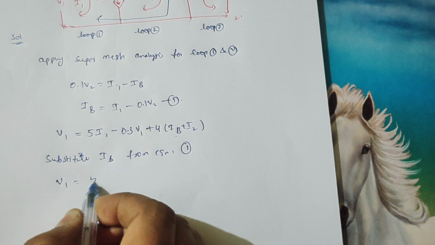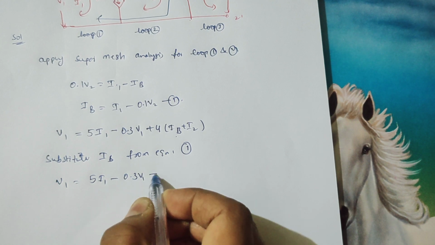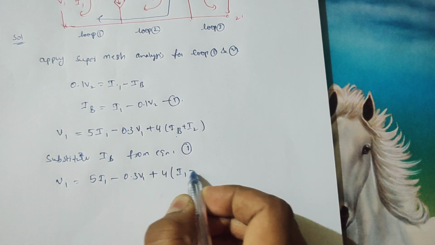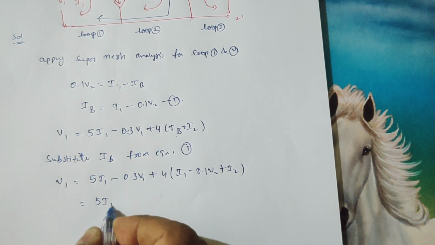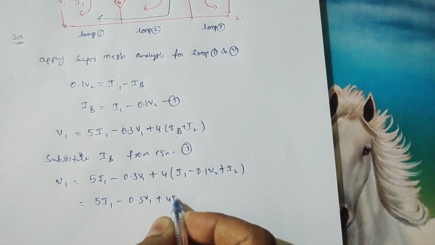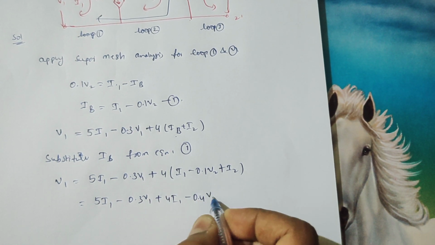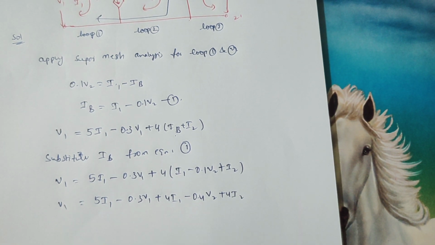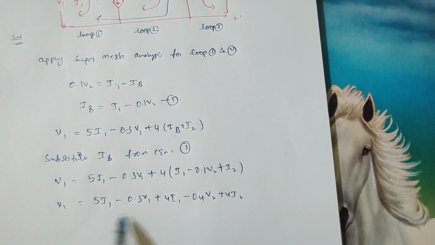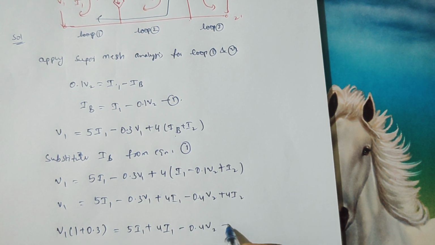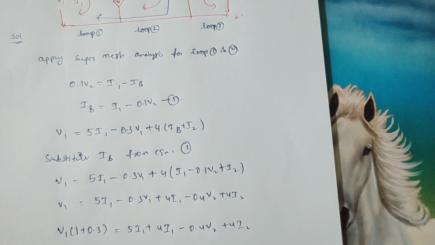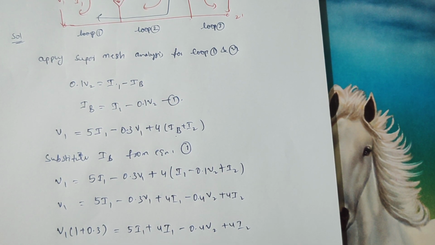Therefore V1 becomes 5I1 minus 0.3 V1 plus 4 into IB, whose value is I1 minus 0.1 V2, plus I2. Therefore V1 is equal to 5I1 minus 0.3 V1 plus 4I1, minus 0.4 V2, plus 4I2. So this is V1. So make this term 0.3 V1 to the left hand side. So it will become V1 of 1 plus 0.3 is equal to 5I1 plus 4I1 minus 0.4 V2 plus 4I2. So this is nothing but V1 of 1.3, and this is 9I1 plus 4I2 minus 0.4 V2.